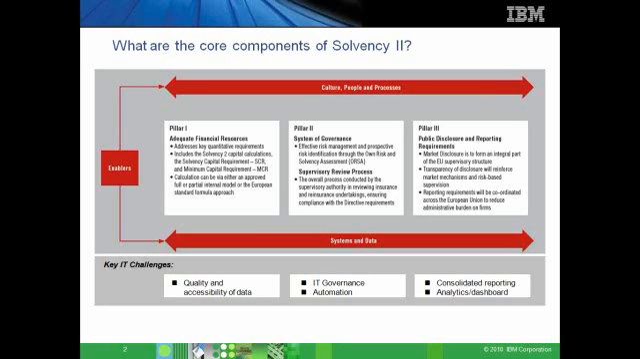Pillar two is all about the ORSA, so a self-assessment on risk, and pillar three is more around the reporting requirements, so CP58, external reporting. So in the UK it's about reporting through to the FSA, as well as any internal requirements that the insurers may have for their own usage.